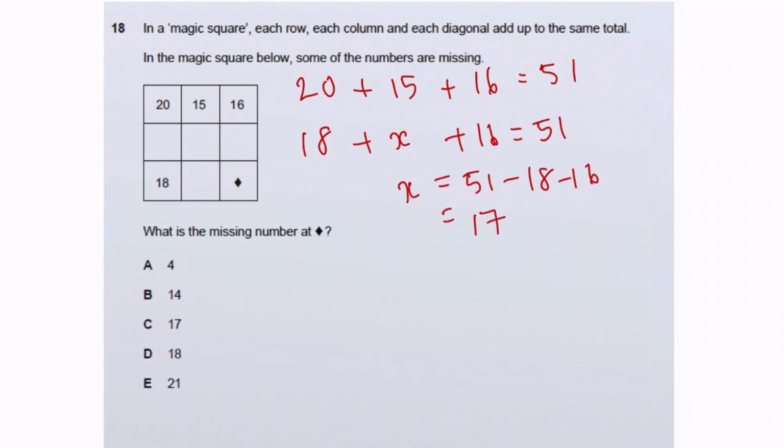We get x is 17. So this number here is 17. And then lastly, we can solve the diamond here because we know 20 and 17.